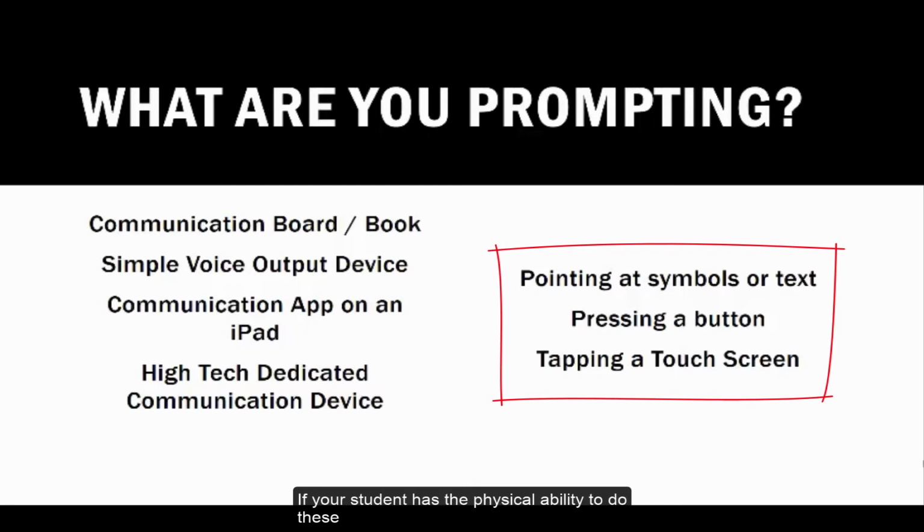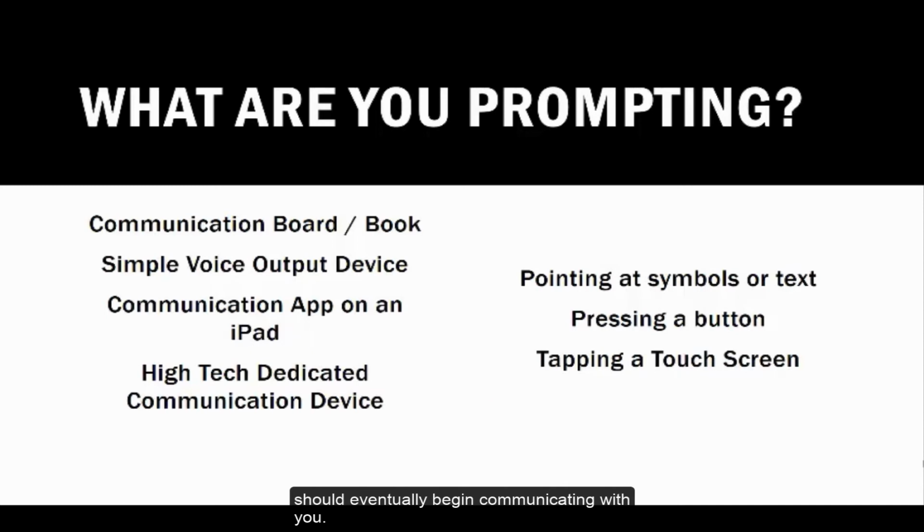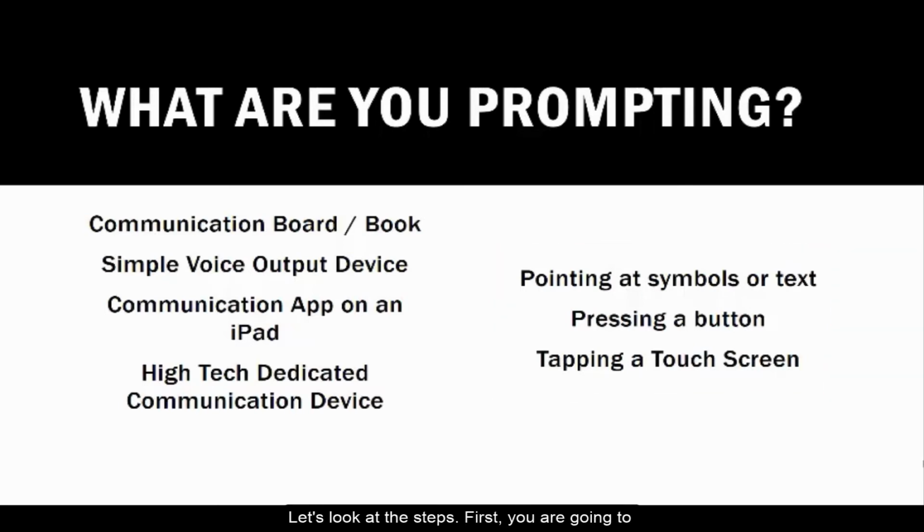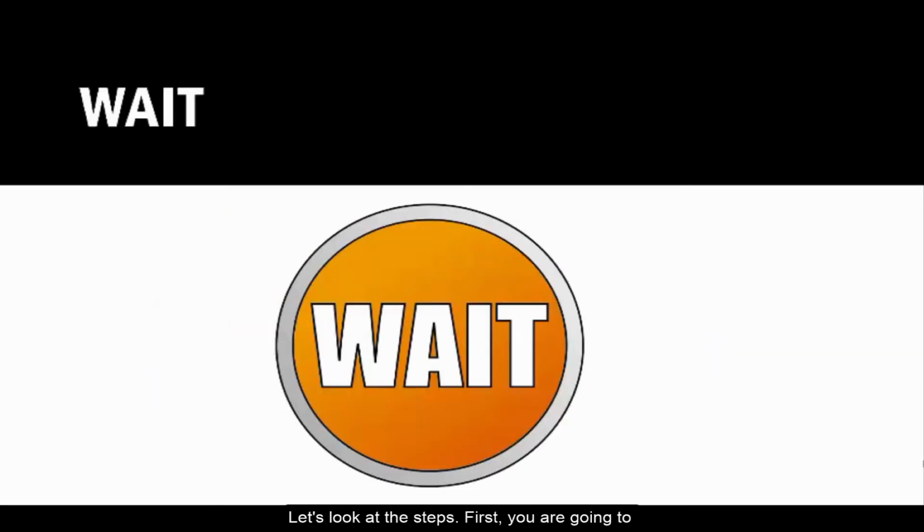If your student has the physical ability to do these things, then with teaching and modeling, your student should eventually begin communicating with you. If your student does not have the physical ability to do these things, pointing, pressing, or tapping, then instead of taking the student's hand and making him do it, figure out an alternative method of communication, such as partner-assisted scanning or eye gaze. Let's look at the steps.